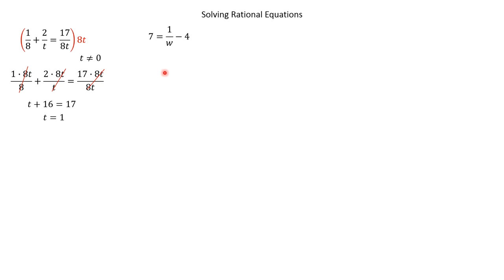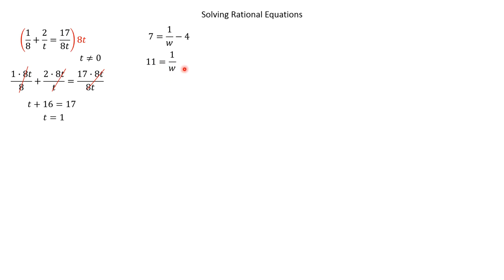7 equals 1 over w minus 4. We can multiply by the common denominator. But in this case, is there something we could do before that? Hey, we have a 7, we have a minus 4. Can't we combine these like terms? Add 4 over to the other side to get 11 equals 1 over w? Yeah, we could have multiplied by the w first. Would have had 7w and minus 4w, which would have equaled 11w. It would have still worked, but if you can combine like terms, go for it.